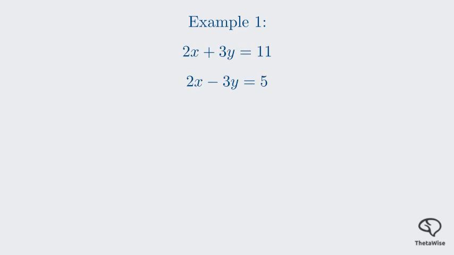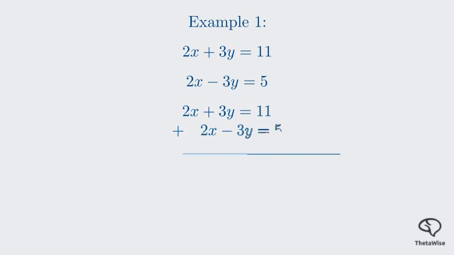If we add the two equations together, the y terms will cancel out. Let's see how that works. We'll write the equations one above the other and draw a line, just like in addition. We'll add the left sides and the right sides separately. On the left side, 2x plus 2x is 4x, and 3y plus negative 3y is 0. The y variable is eliminated. On the right side, 11 plus 5 is 16. This leaves us with a much simpler equation, 4x equals 16.